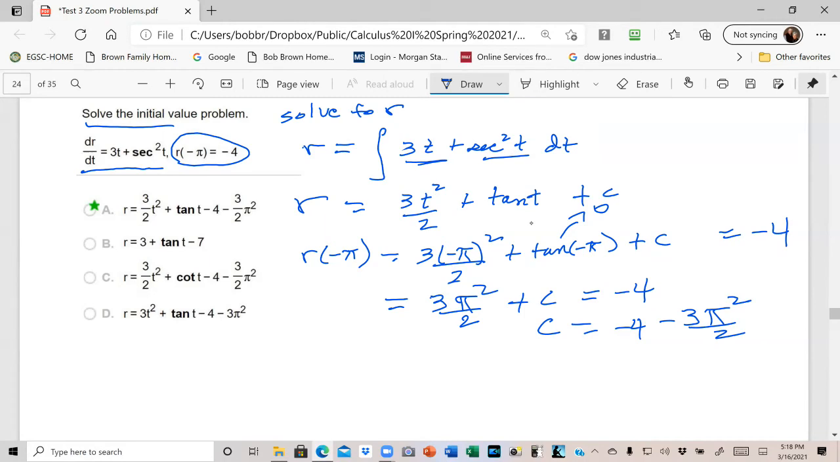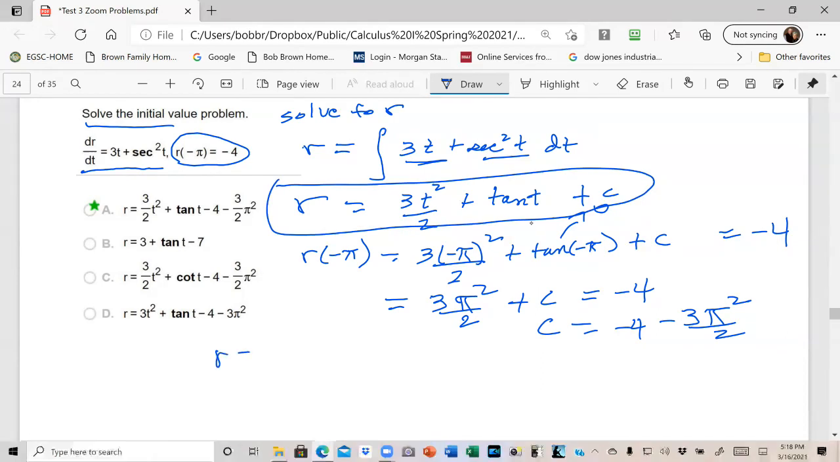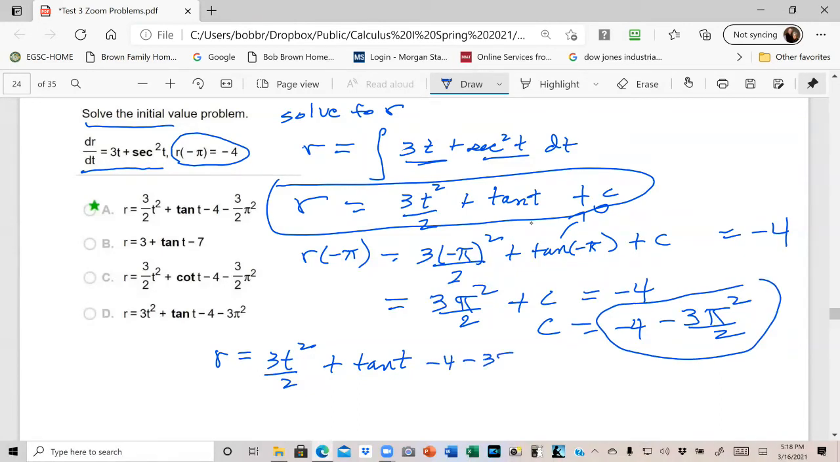So now if that is c, we can go back to our formula and plug in what c is. And so r is equal to 3t squared over 2 plus tangent of t, and then add c, which is minus 4 minus 3 pi squared over 2. And that is answer A.